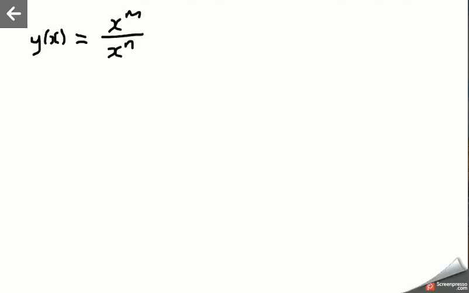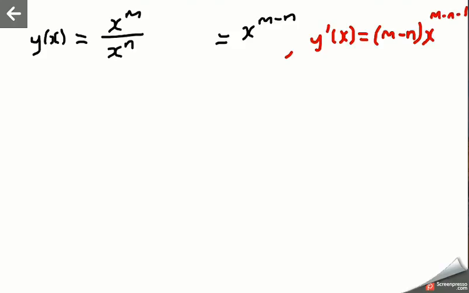Well, we know that this is equal to, from year 10 algebra, x to the power of m minus n. And therefore, by our regular power rule differentiation, we can easily see that y prime of x is equal to m minus n times x to the power of m minus n minus 1. Okay, so we know that that's true from the power rule.